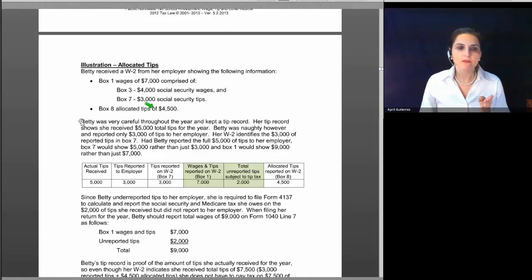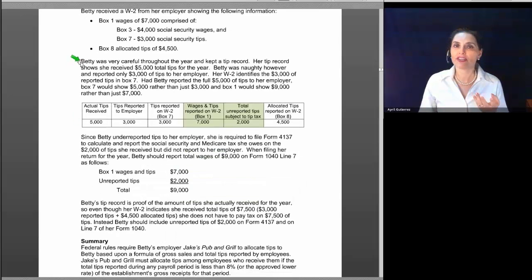But Betty was very careful throughout the year, and she did actually keep a tip record. Her tip record shows that she received $5,000 of total tips for the year, but Betty was very naughty and reported only $3,000 of tips to her employer. Her W-2 identifies the $3,000 of reported tips in Box 7. Had Betty, however, reported the full $5,000 that she'd actually received, Box 7 should have $5,000 in it rather than $3,000.